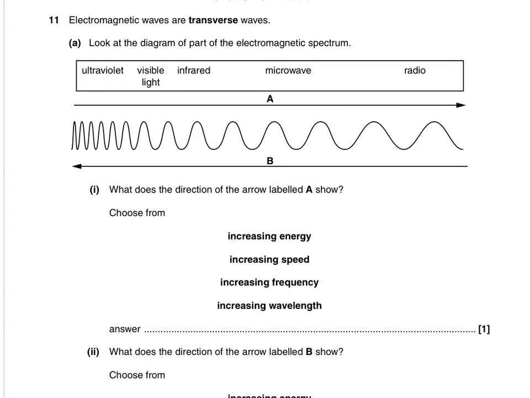So, straight into it. The electromagnetic waves are transverse waves. Look at the diagram, or part of the electromagnetic spectrum. Okay, so you've got radio, microwave, infrared, visible light, and ultraviolet. You can sing that bit, it's fine. Okay, what does the direction of the arrow labelled A show? Okay, so we've got a nice little choice of different things that we could put. The only correct answer, however, is increasing wavelength.